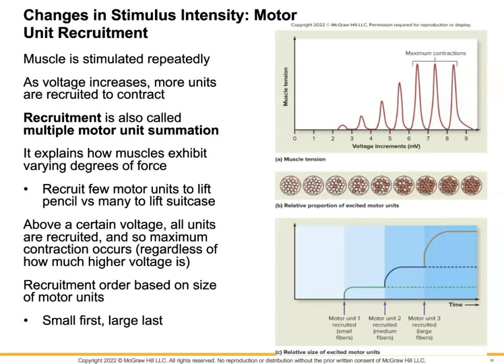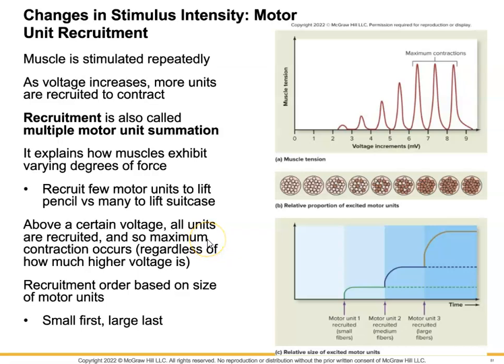This increase in the tension that occurs with an increase in the stimulus intensity is called recruitment or multiple motor unit summation. So if you look at this graphic right at the top, as voltage increases, that's your stimulus, we are recruiting a few more motor units within a muscle to contract. And when we reach maximum contraction, we have recruited all of the motor units. So you can see over here, no stimulus, no motor units causing contraction, just a few. And then as the voltage increases, more motor units will be recruited.